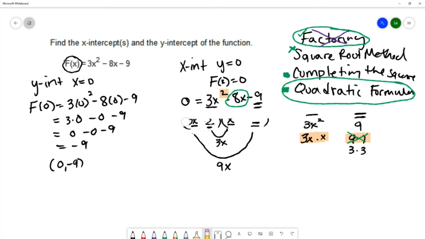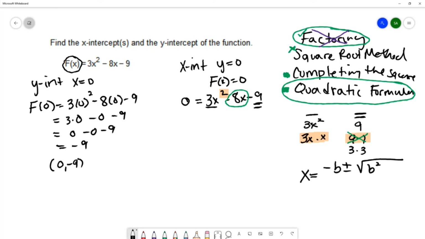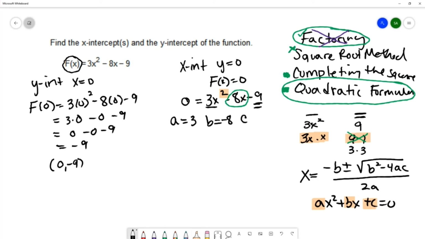So let's get rid of my factoring attempt, and I'm going to use the quadratic formula. The quadratic formula is x equals negative b plus or minus the square root of b squared minus 4ac all over 2a. And I need to use ax squared plus bx plus c equals 0. a is the coefficient of the squared term, b is the coefficient of the x term, and c is the constant. So for the equation that we have, a will be 3, b is negative 8, and c is negative 9. So we're going to substitute those values into the formula.